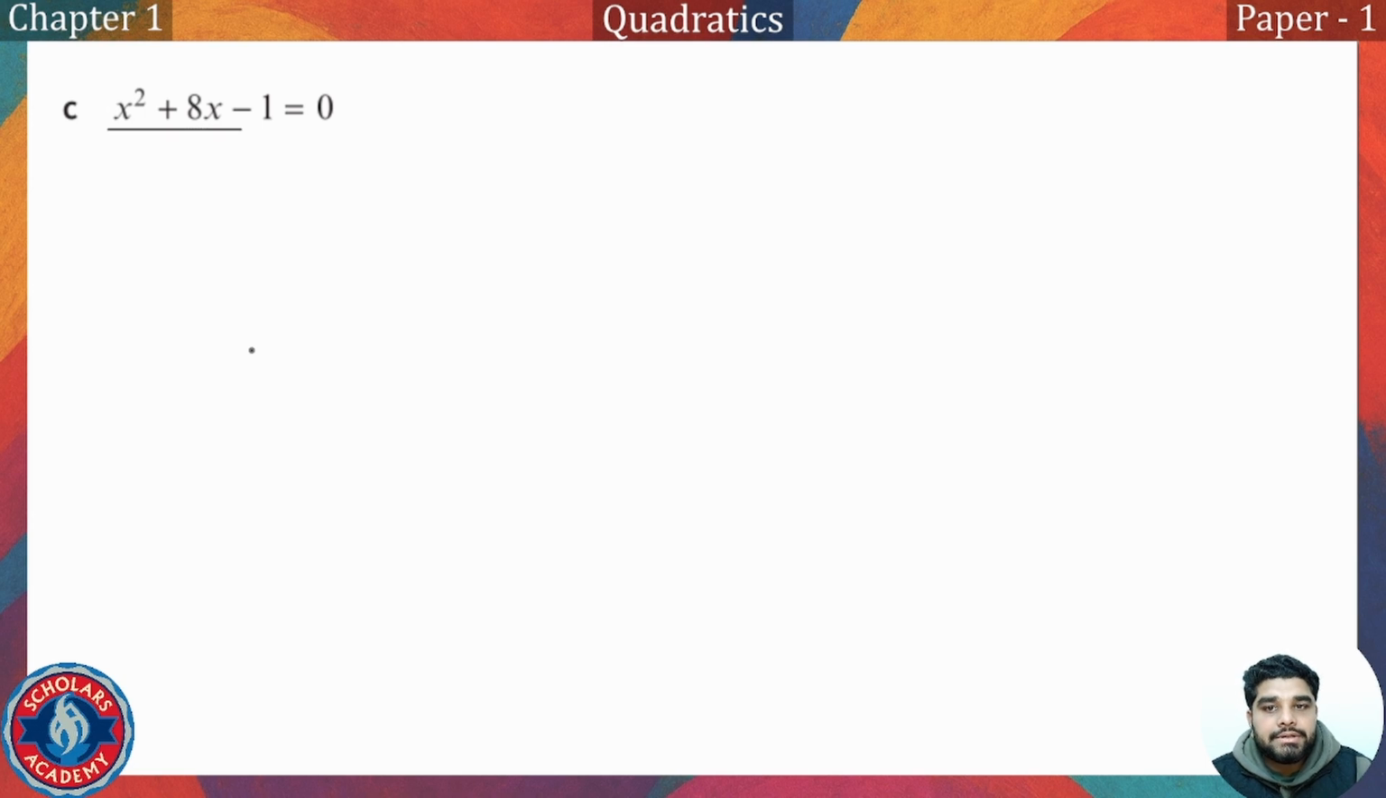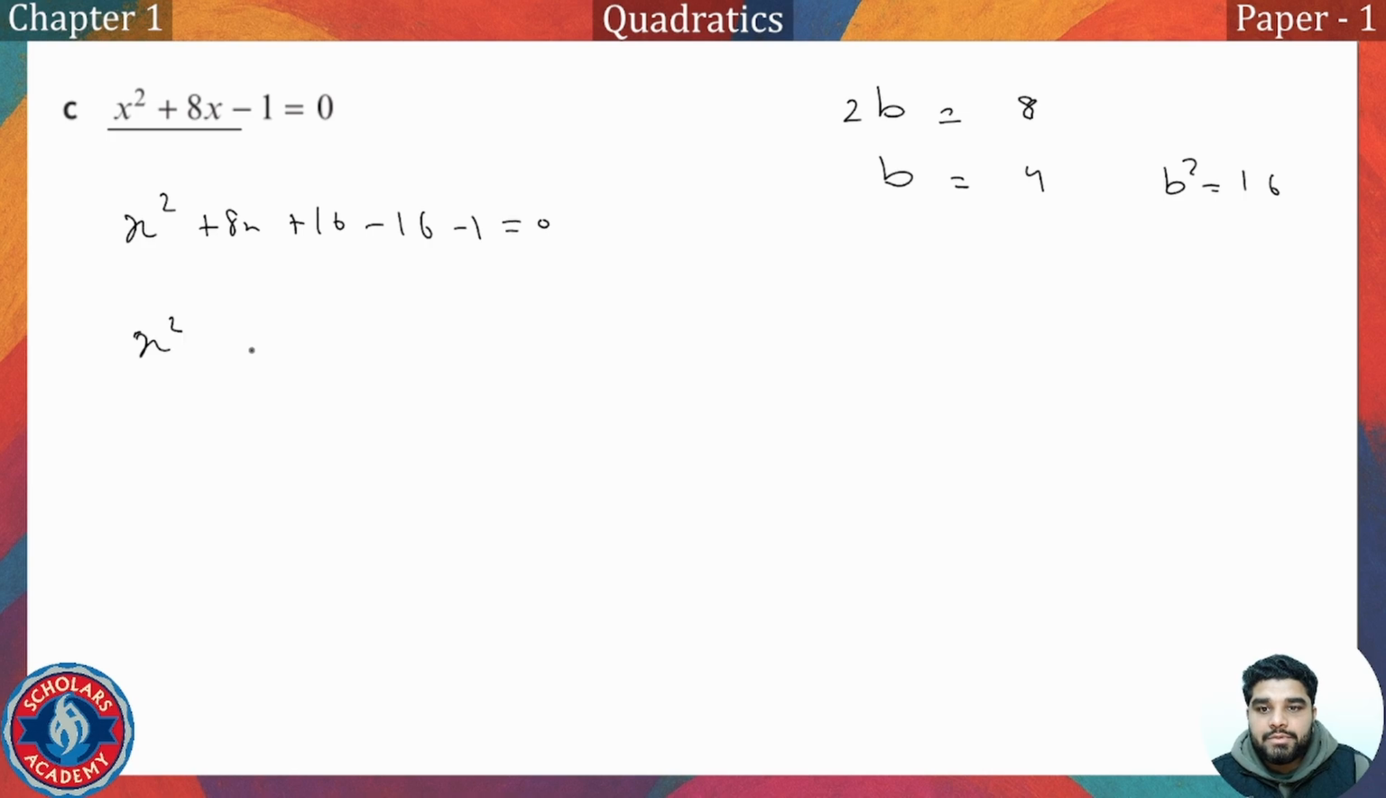Let's proceed. So 2b is 8, b is equal to 8 by 2, that is 4, b square is equal to 16. x square plus 8x plus 16 minus 16 minus 1 is equal to 0.